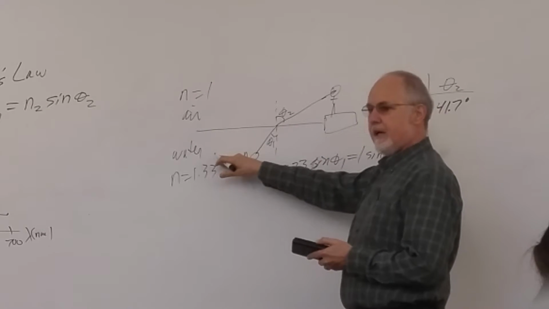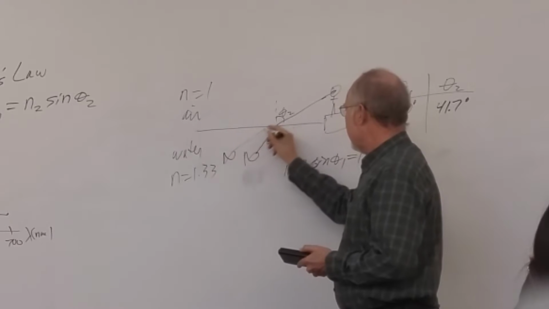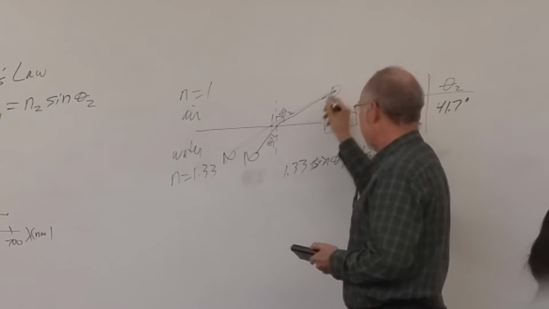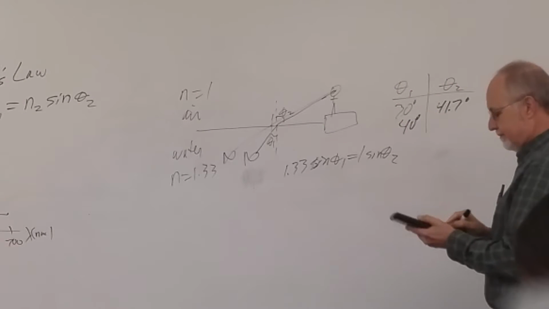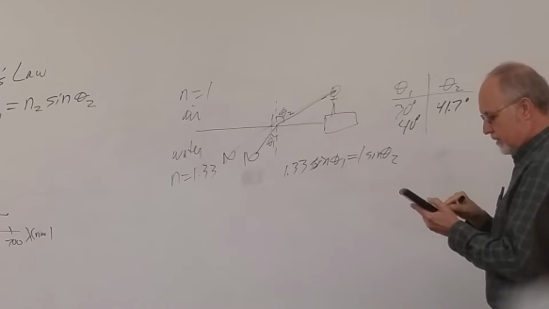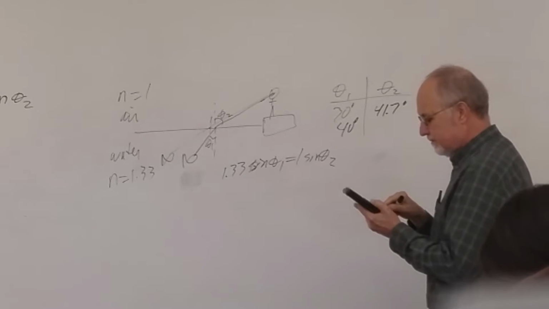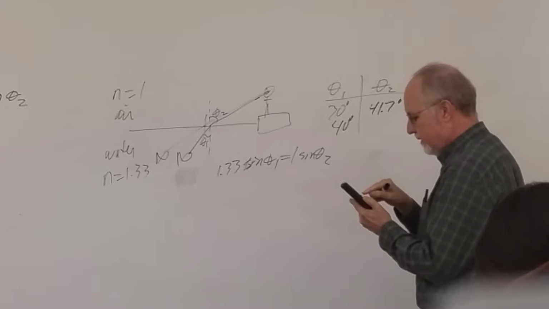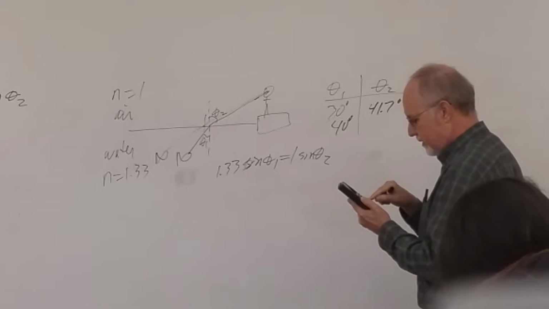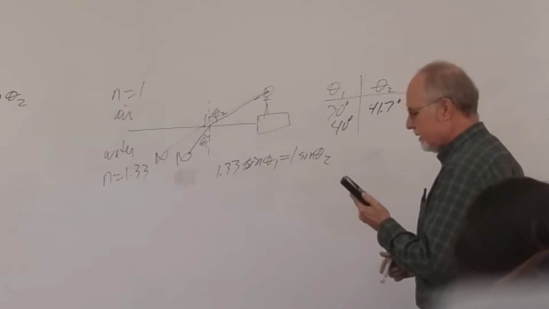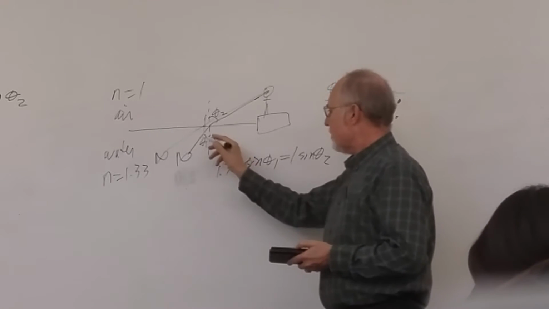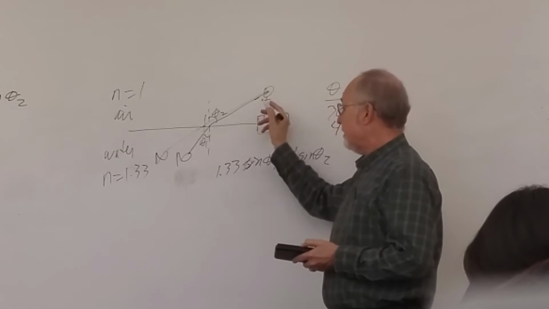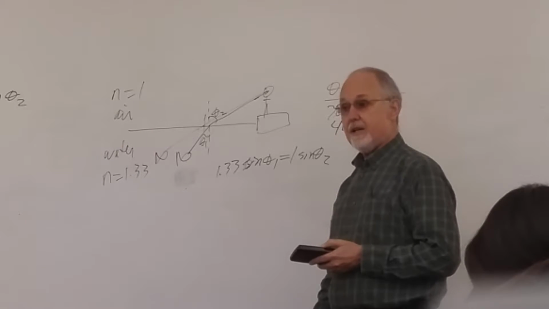Well, but what if the fish is further away? Now to get to us, it's got to hit the surface at a bigger angle. Okay, so it goes to 40 degrees. So let's do one thing here: 1.33 times sine of 40, and that's going to give us something. Put that into parentheses and try the arc sine. That's 58.7 degrees. So as this theta 1 gets bigger, theta 2 is getting bigger.